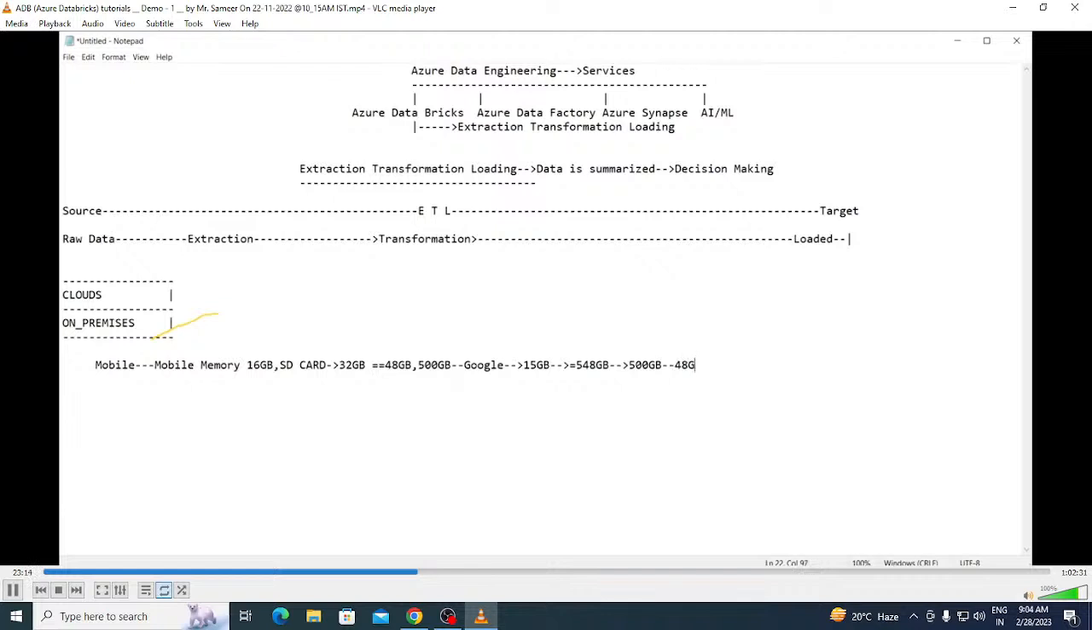The 48 GB memory is lost with the mobile phone because this memory is called physical memory. Am I right? This memory is called what? Physical memory. So hence, I cannot recollect it. Whereas the memory or the data which is stored on the Google Drive can be recollected. So we can say that the Google Drive, we can call it a cloud.